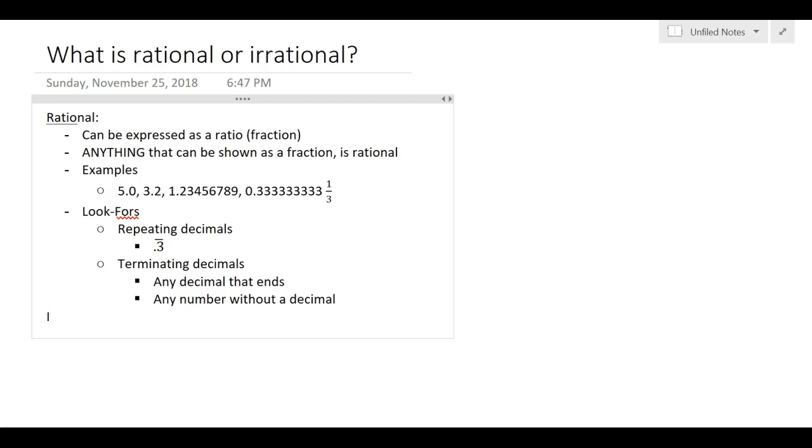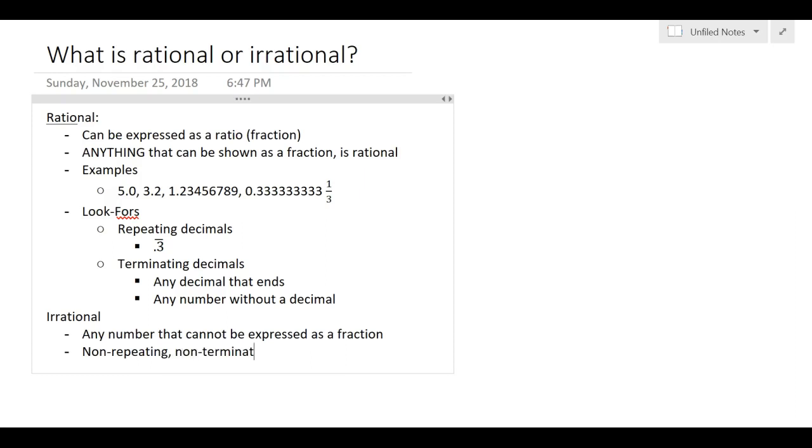Now let's talk about irrational. Well, hopefully you figured this out. This is any number that cannot be shown or expressed as a decimal, or as a fraction, or as a ratio. The idea is non-repeating, non-terminating decimals.